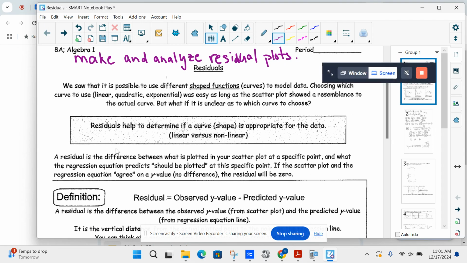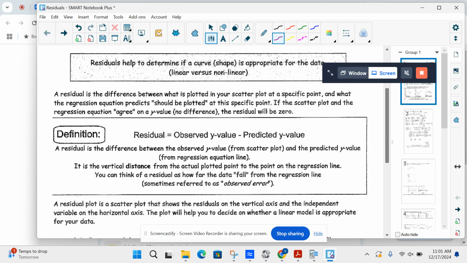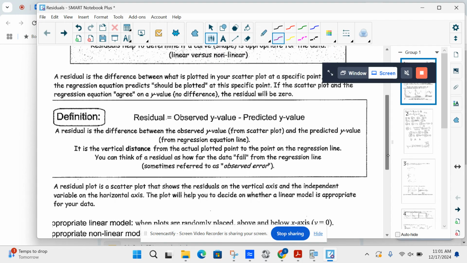A residual is the difference between what is plotted in your scatter plot at a specific point and what the regression equation predicts should be plotted. So you know how you have your scatter plot and you have your line of best fit? The points are not on your line of best fit, right? They're a certain distance away. Sometimes they're really close, sometimes they're further away. So the residuals tell you how far your data is from the line of best fit. And that can help you decide if it's a good fit or not, or if it's linear or not even.